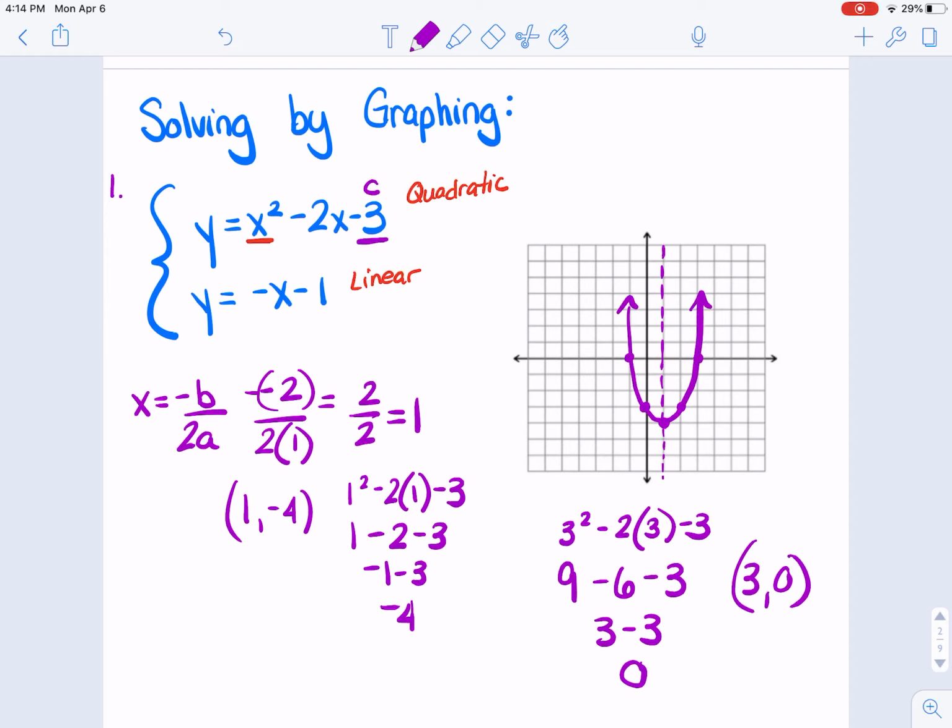Okay, again, the 2 points that I just plotted, (3, 0) and (-1, 0), those are solutions to the parabola. I don't want the solutions to the parabola. I want the solution. I want to know where the line and the quadratic equation of the parabola intersect.